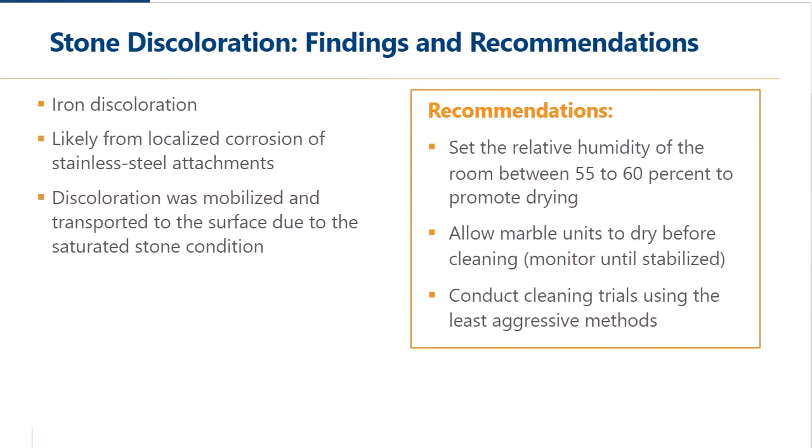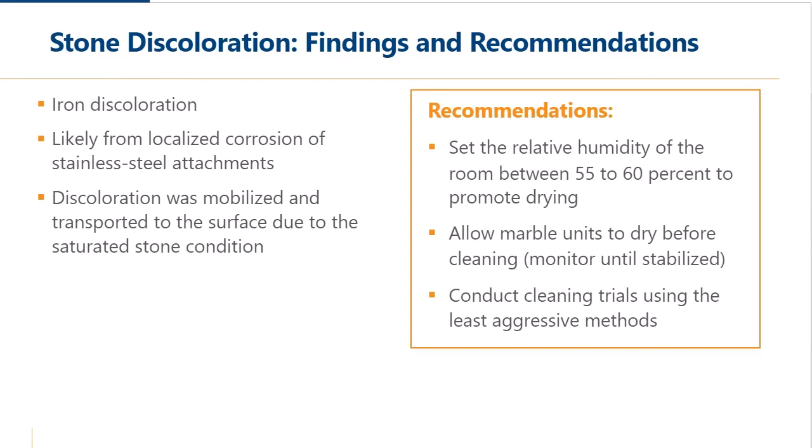So through our field investigation, we found that the source of discoloration was iron. Iron was likely sourced from chloride-rich moisture interacting with stainless steel elements to form oxidized iron-rich corrosion products that were mobilized and transported to the surfaces of the marble units due to the saturated stone condition. Potential sources of chloride on the surfaces of the stone units include chloride from ocean spray during shipment, or potentially chloride that was introduced during the fabrication process.